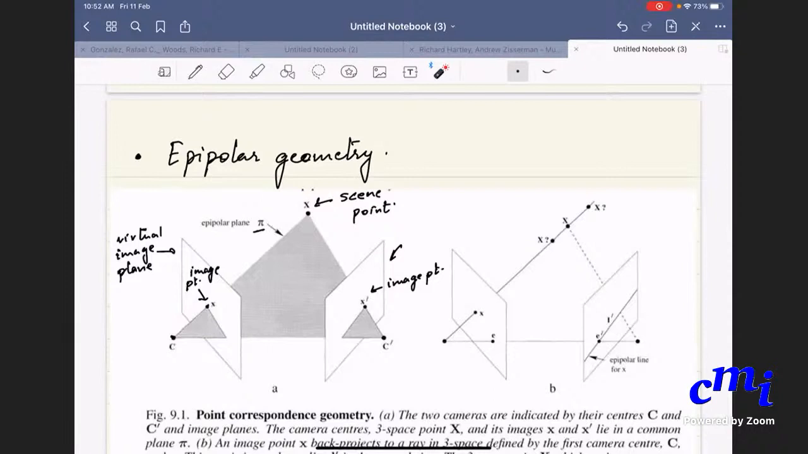Now, what is our assumption? That you are given this image point x. Then, can you say anything about the image point x prime? That's our question. Correct. So, let me remove all this.